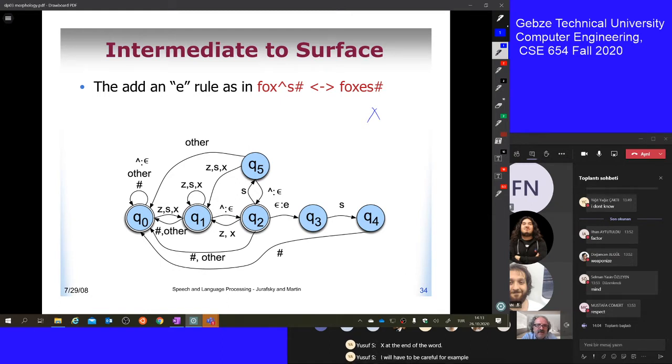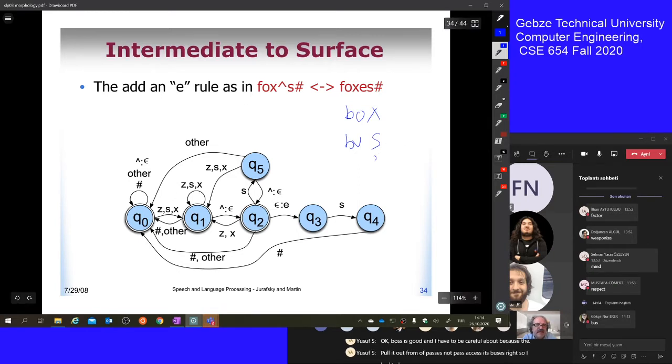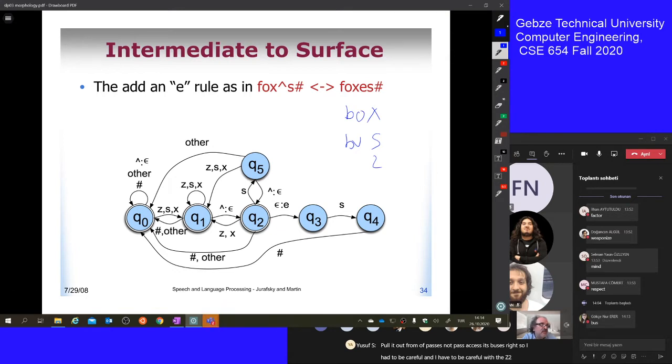For example, box. It's going to be boxes, right? If there is an S at the end of the word, just give me a word that ends with an S. A noun. Tell me a noun that ends with an S. Okay, bus is good. And I have to be careful, because the plural form of bus is not bus-s, it's buses, right? And I have to be careful with the Z too, because how about a word ending with Z? So this rule applies only to the words that end with Z and S and X.